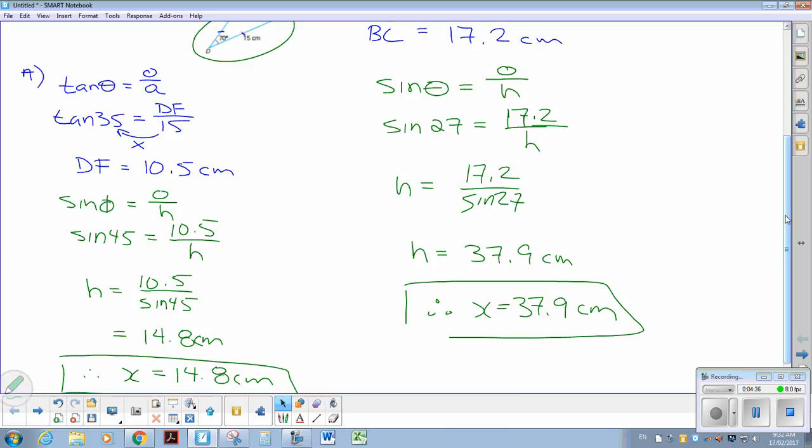centimeters. So hopefully that helps you out on how to deal with two triangles and having to move from one to the other, carrying over information.